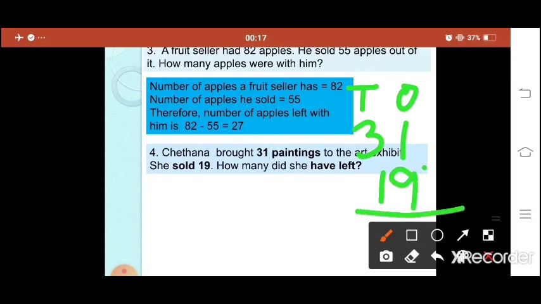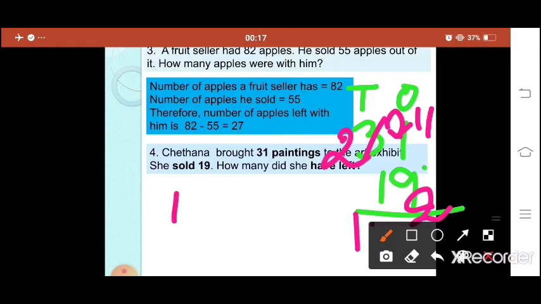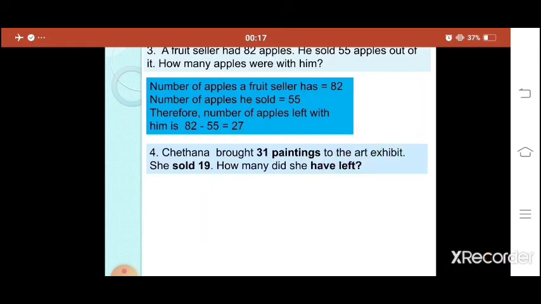Okay, so now see, 1 is less than 9, so we will borrow from 31. So what will happen? It will be 11, it will be 2. So 11 in the mind, 9 on the finger. Before 11, 10, 9, 8, 7, 6, 5, 4, 3, 2. Next, 2 minus 1, 1. So the number of paintings left is 12.